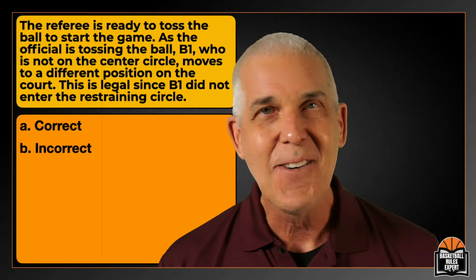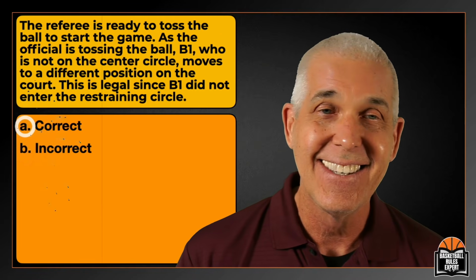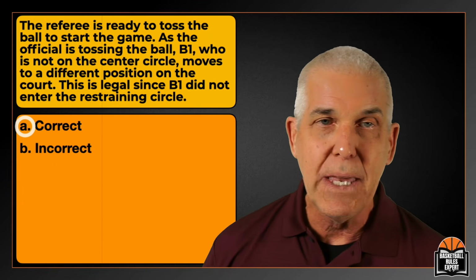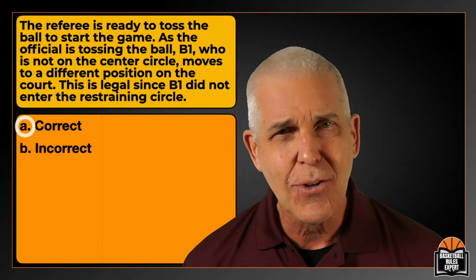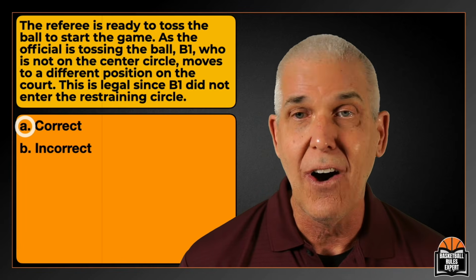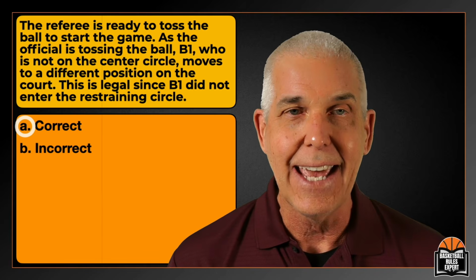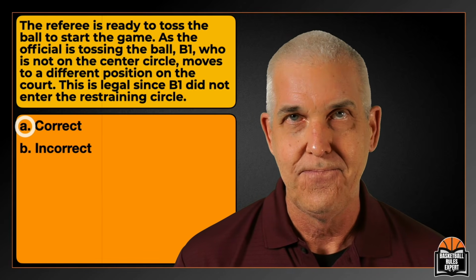So our correct answer by rule is A. The officials are correct. This is legal since B1 did not enter the restraining circle.